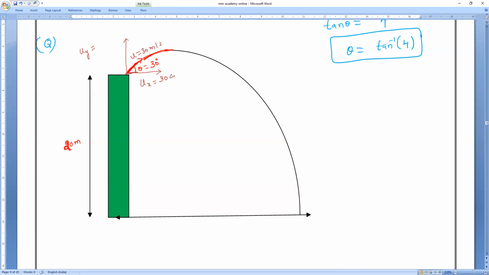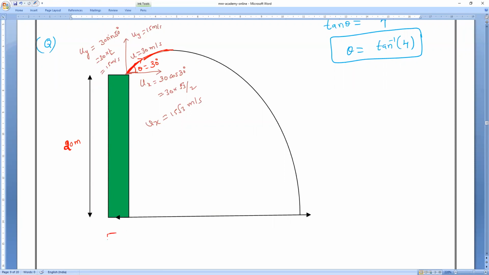So this is 30 cos 30 degrees, and this will become 30 sin 30. We all know the value of sin 30, how much? 1/2. So which is equal to 15 meter per second. So what is the Uy value? 15 meter per second. And the Ux value is 30 into cos 30, how much? Root 3 by 2. What is the answer? 15 root 3 meter per second. Any doubt? Clear? Understood?